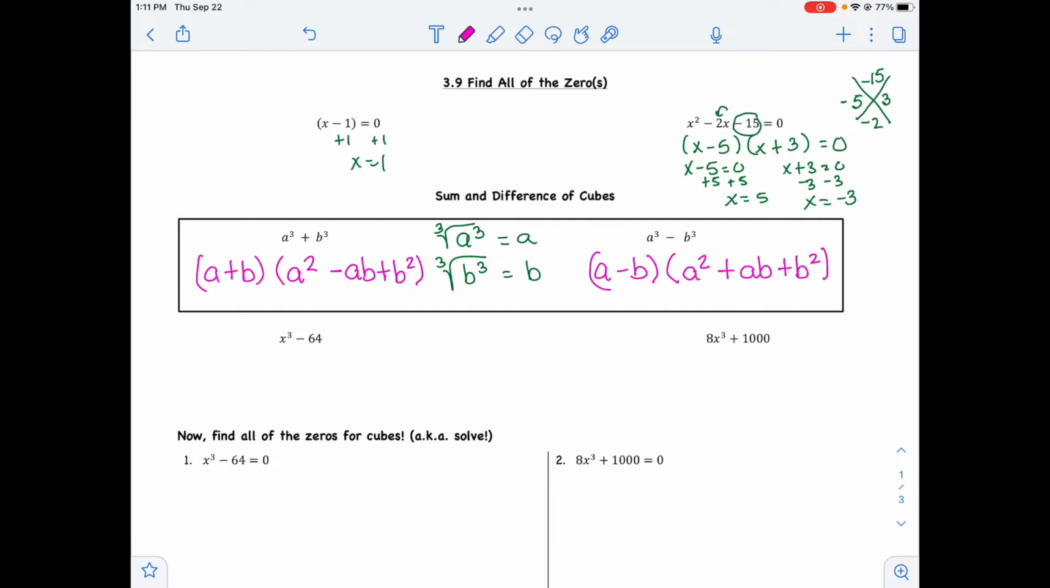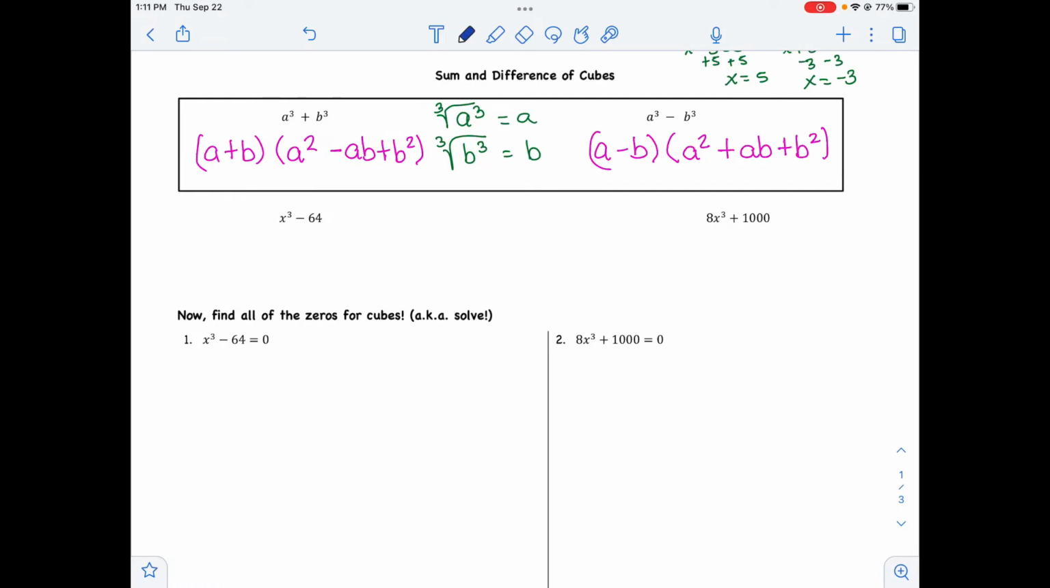So take a moment to really look and understand, when we're doing sum, we have a positive in our first binomial and a different sign in our trinomial for our middle term. When we do difference, we still have a negative in our first binomial, but then all of the signs in our trinomial are positive. All right, so we're going to do a couple examples here.